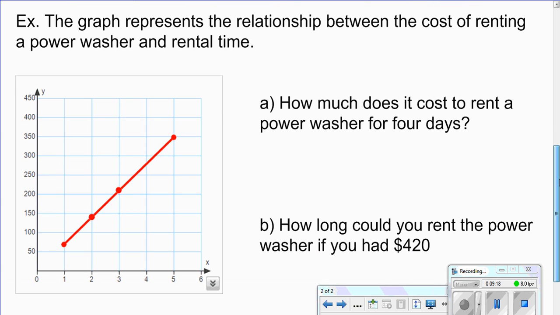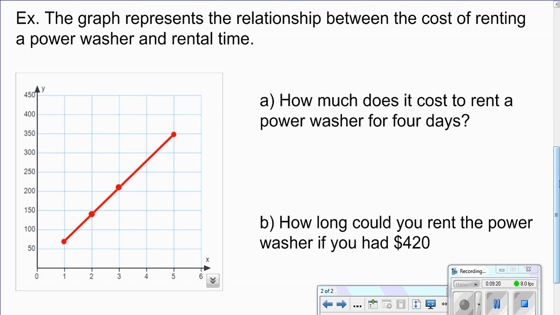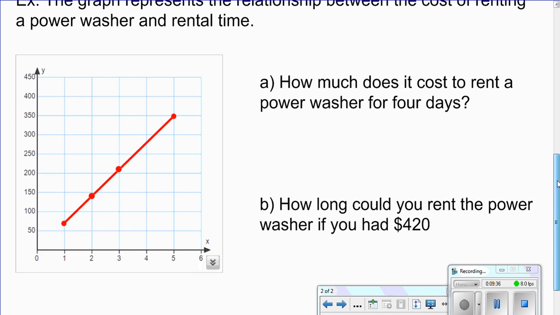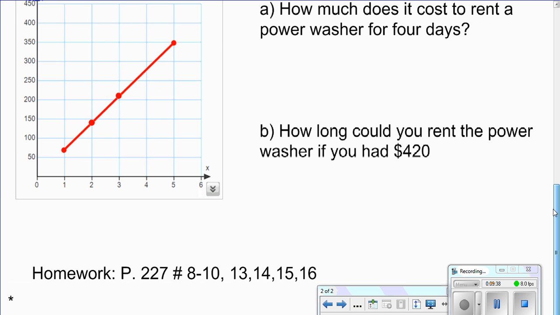Looking at our next graph. This graph represents the relationship between the cost of renting a power washer and rental time. So we need to think, well, there's no labels on this graph. We need time and we need cost. So we need to think which is dependent and which is independent. Well, time is the ultimate independent variable. Time happens no matter what.